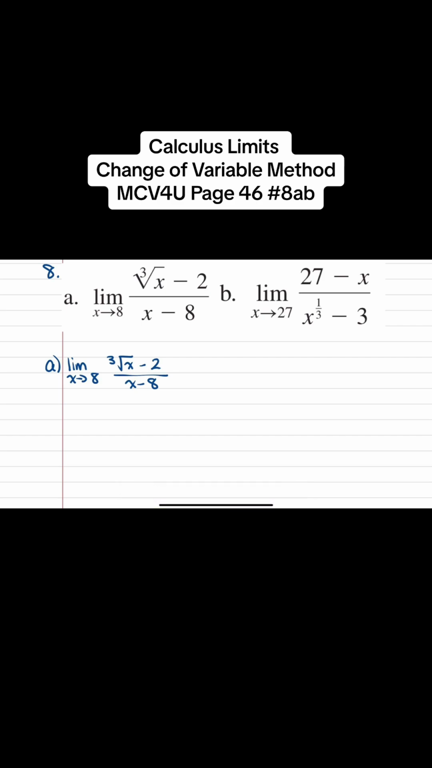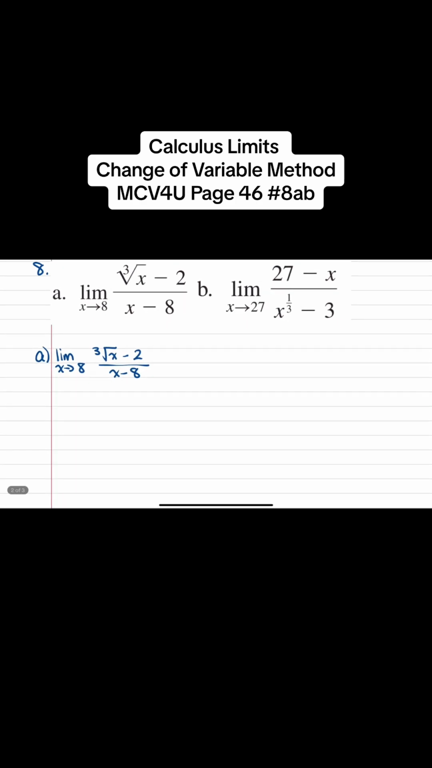Starting with question number A, this is the limit as x approaches 8 of the cube root of x minus 2 all over x minus 8. The issue we have right now is if we plug in x equals 8, we're going to get 0 in the denominator and we cannot divide by 0.